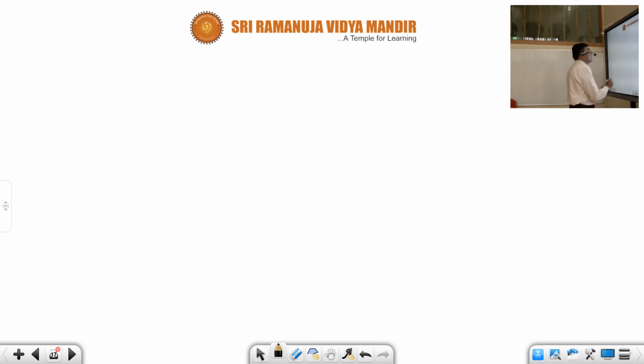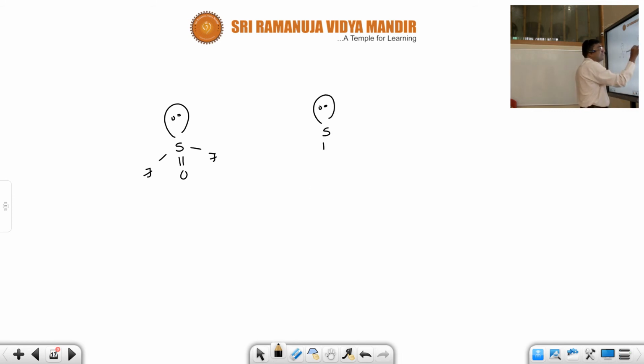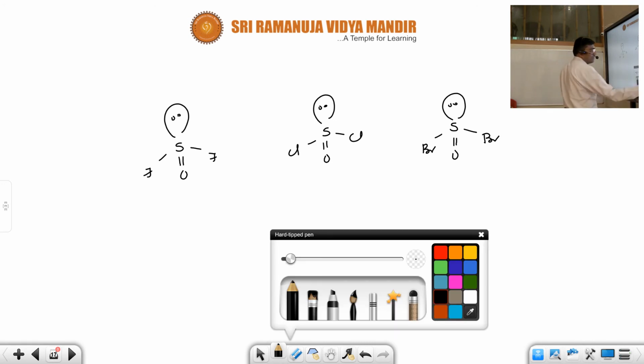Now let us work out these examples in the next slide. SOF2 also has a pyramidal structure. One second, let us write properly. So SOCl2, and the next case is SOBr2. Now have a look, students.